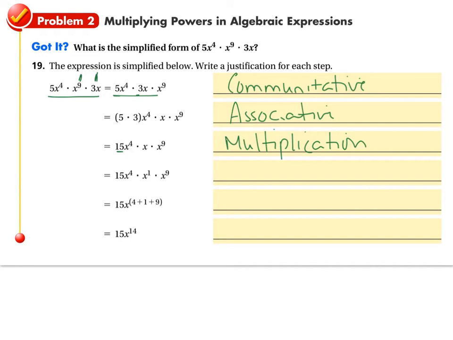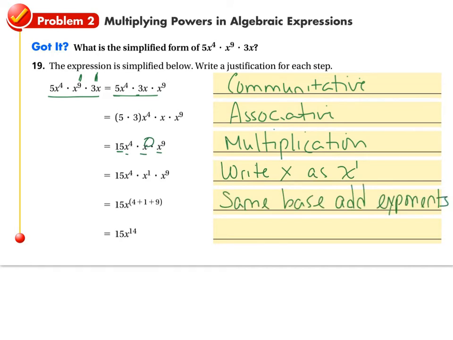Now I notice that I have the same bases, so I can combine these. But to combine these, I need to know what exponent this is. So I'm going to write my x as x to the first power, because I know that any x set in there is x to the first power, unless otherwise noted. Same base, I add the exponents, and then I simplify.